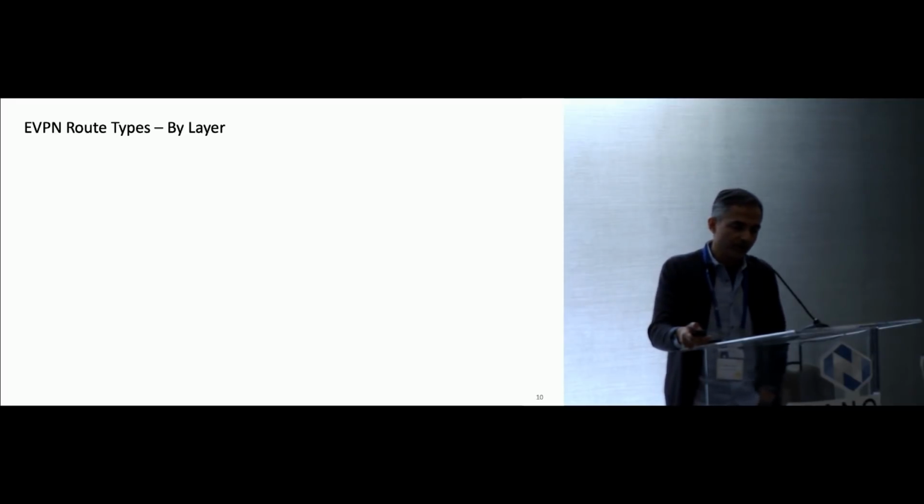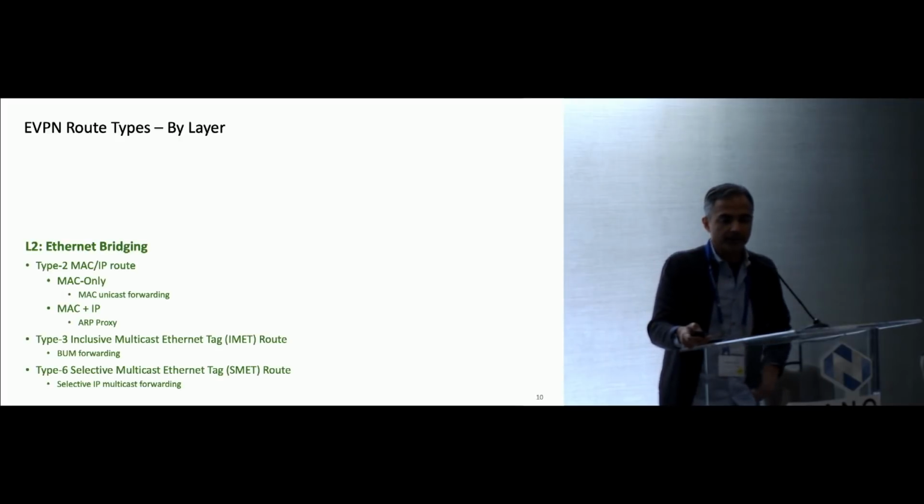So we talk about route types first by layer. So EVPN has some route types for L2. Type 2 MAC IP routes are unicast specifically. There's MAC only and MAC plus IP routes.